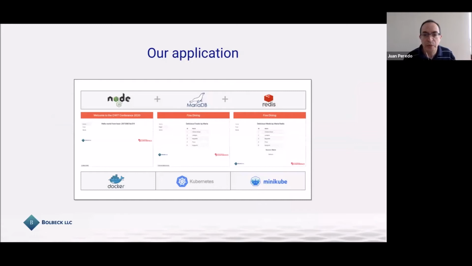All right, so what will our application look like? Our application first will have 3 pages. The first page of our web app will be just a node page that will just welcome us to the conference. The second one will pull data from MariaDB and display it on the screen. And the third one will pull the same data from MariaDB, but it will cache it using Redis. All right, so that will be our application. And we'll see it in a minute.